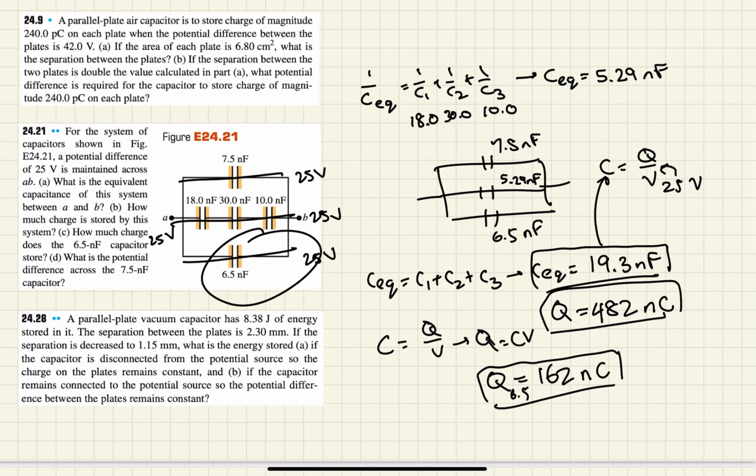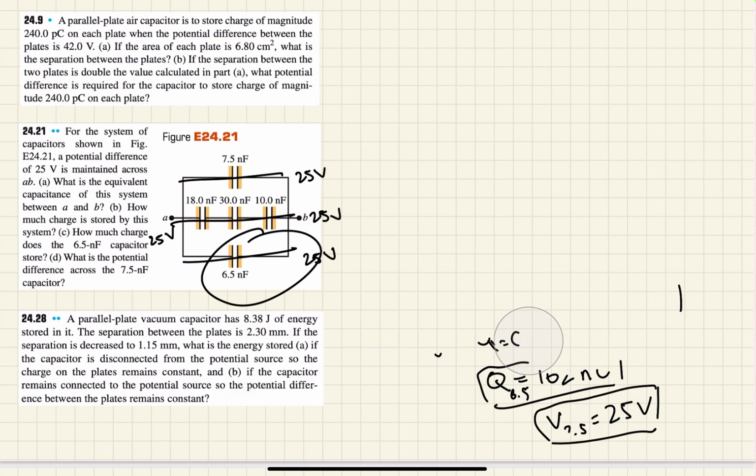And finally, what is the potential difference across a 7.5 nanofarad capacitor? Well, we kind of already calculated that. It's 25 volts across all of these, and so it would be 25 volts for that one as well. So V 7.5 is equal to 25 volts. And that's our answer.